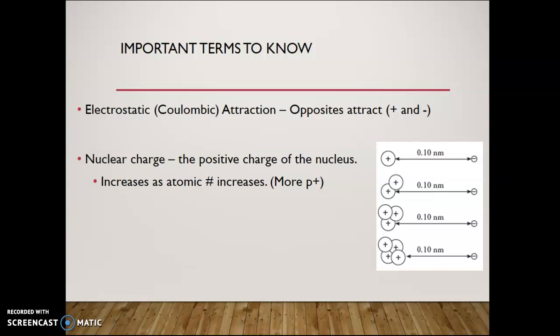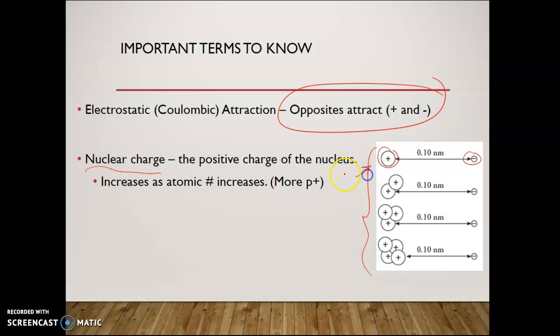Okay, important terms to know, the first of which is called electrostatic or Coulombic attraction. And it's basically this: opposites attract, positive and negative, right? And so we looked at this here. This is from one of our models, right? We're looking at the attraction between my proton and my electron, right? That's that electrostatic attraction. So nuclear charge is the number of protons in the nucleus, right? The positive charge within the nucleus.